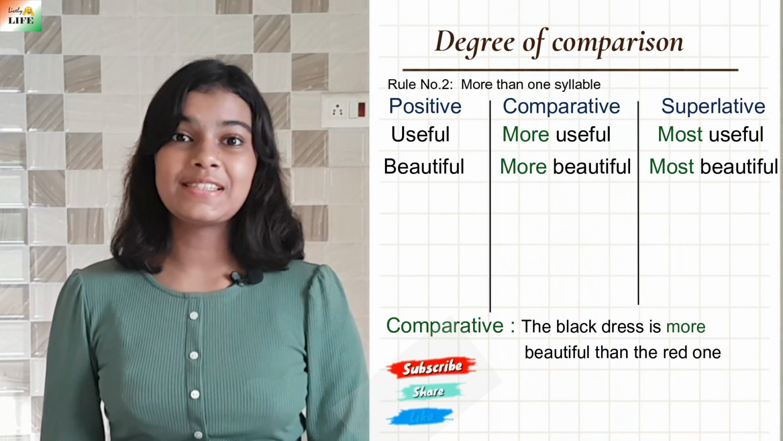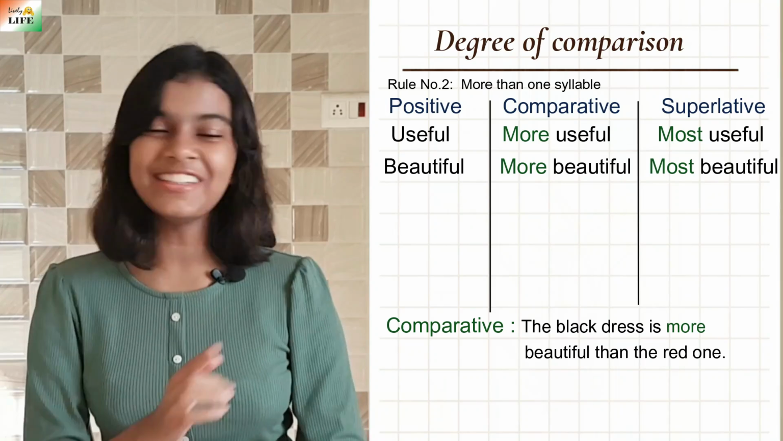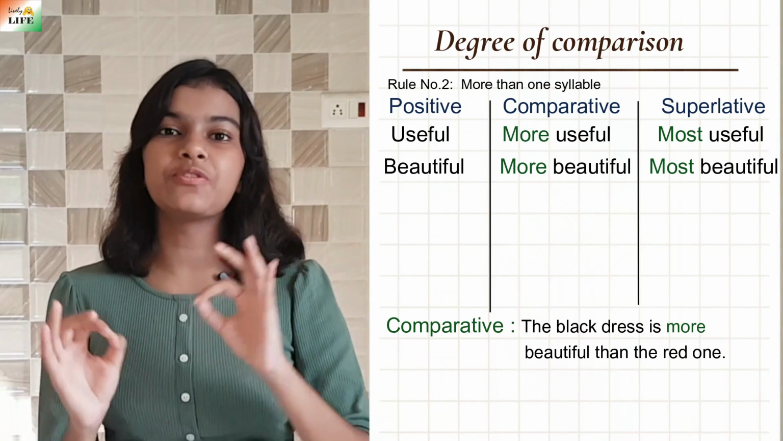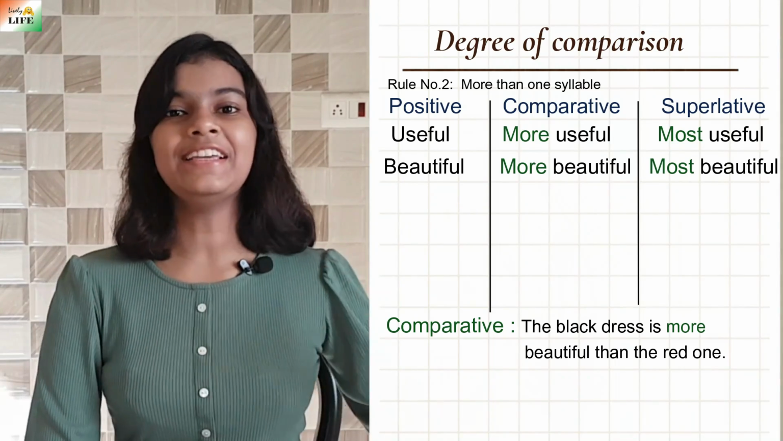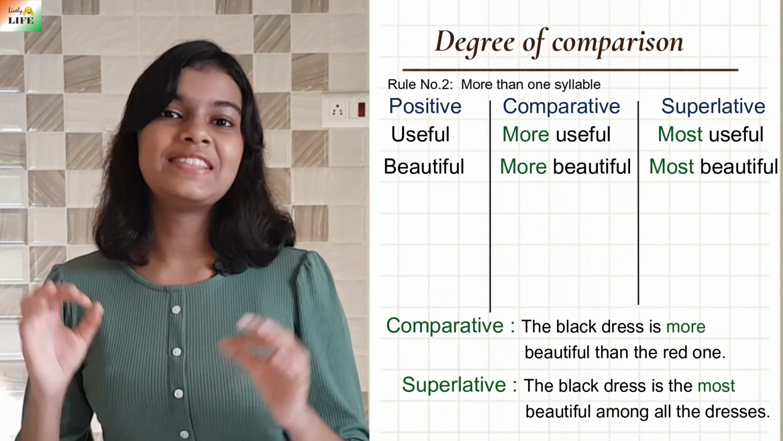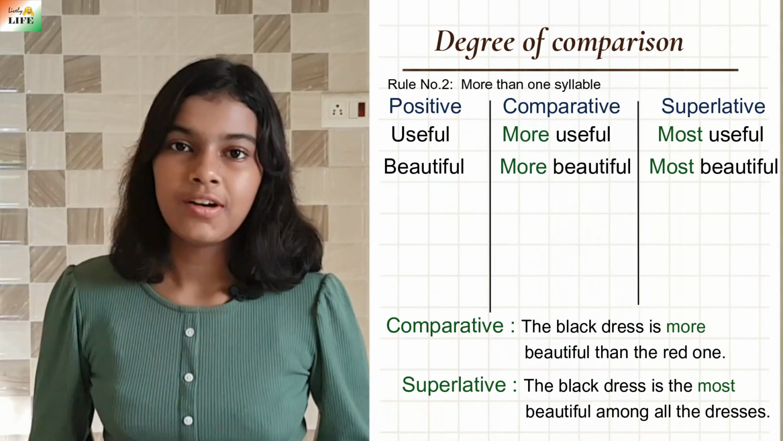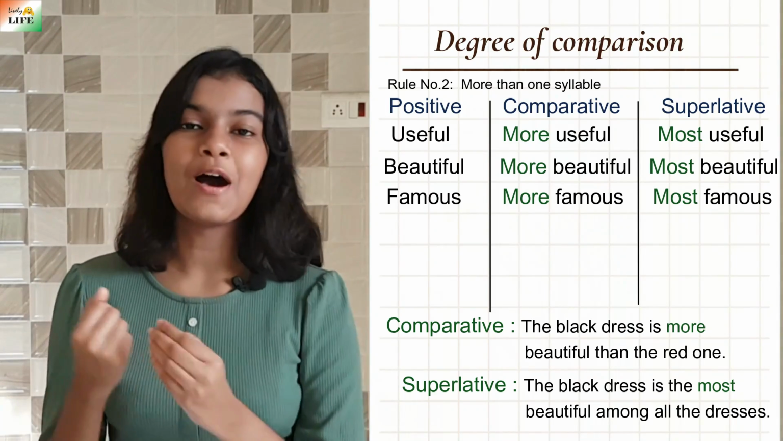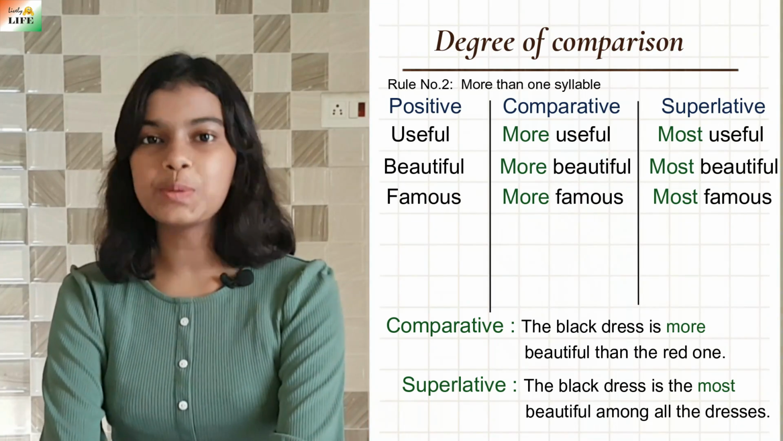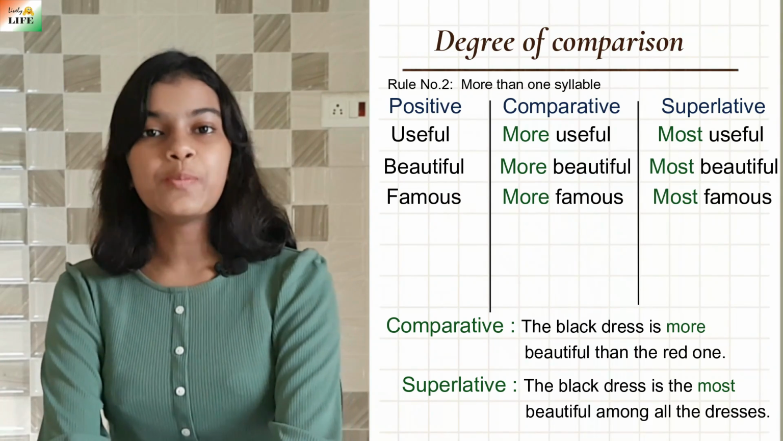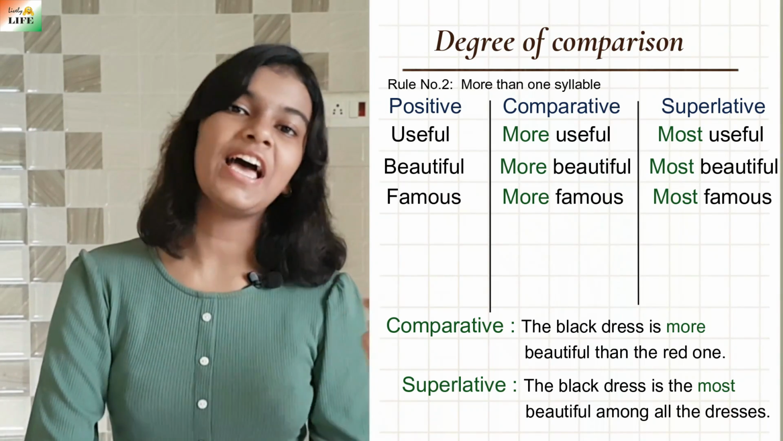The black dress is more beautiful than the red one. The black dress is beautifuler than the red one? No, it's completely wrong. Never use beautifuler, beautifulest. No, the black dress is more beautiful than the red one. The black dress is the most beautiful among all the dresses. This is where we use more and most. Also with famous, more famous, most famous. Famouser, famousest? No, that's absolutely wrong. Mostly with two syllable words, there are exceptions, but mostly with two syllable words, we use more or less, and with superlatives, we use most and least.